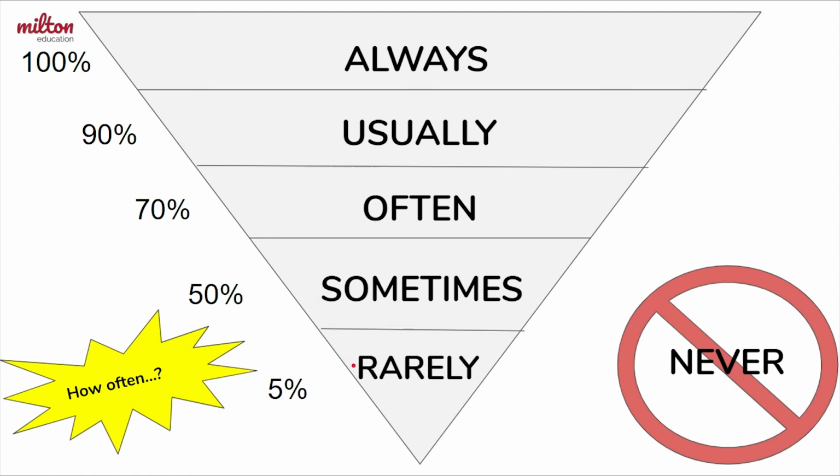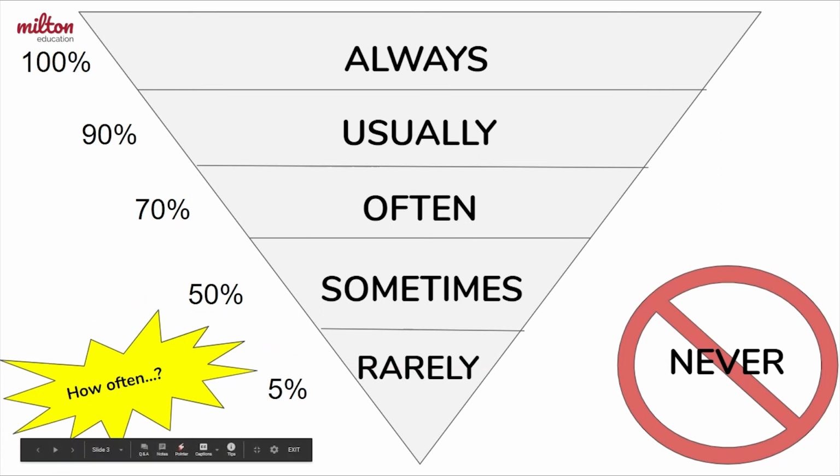Rarely is a word that means a person does an action very little. Like Tom rarely goes to the movies in the evenings. Never is a word that means that a person does an action 0 times, or they don't do an action. Like Tom never has dinner at 1 o'clock in the afternoon.